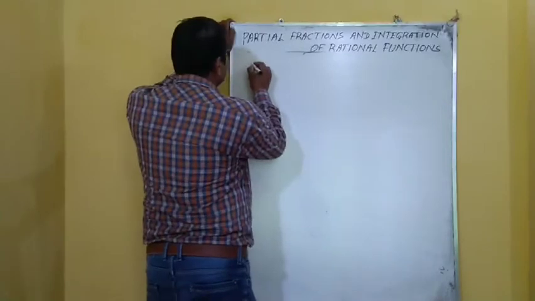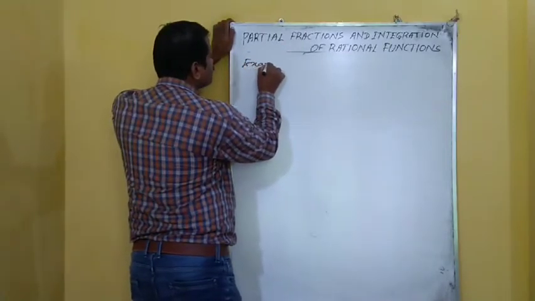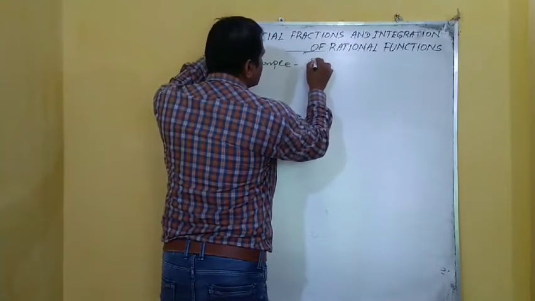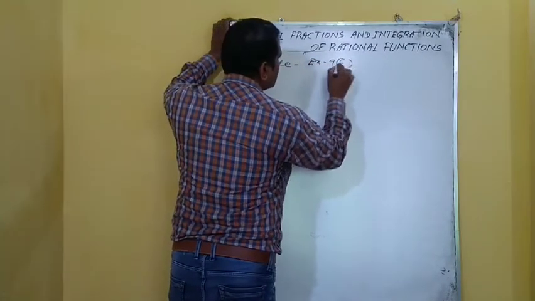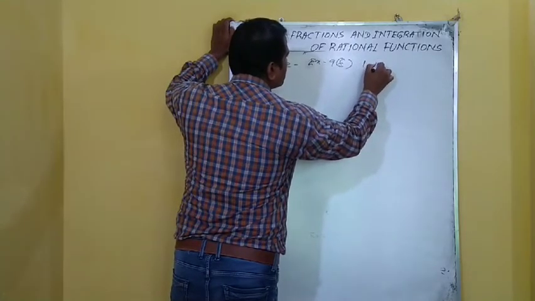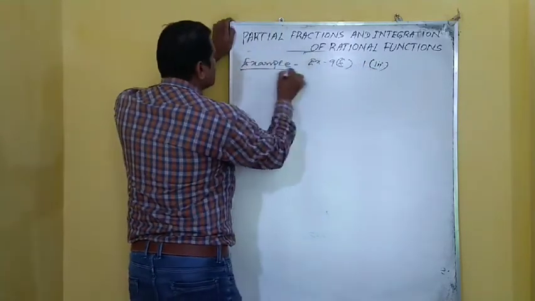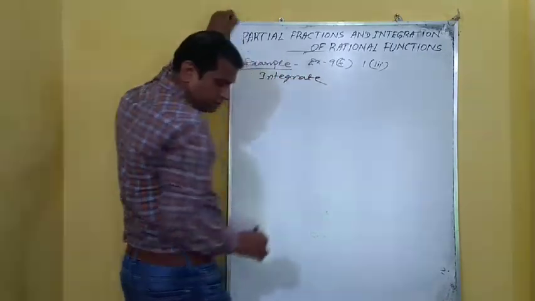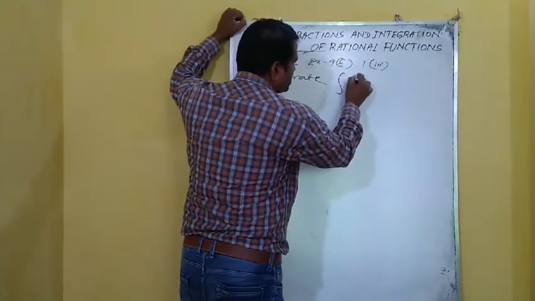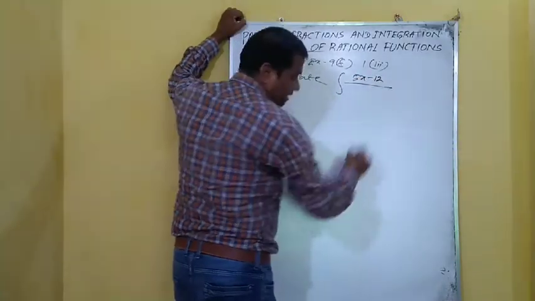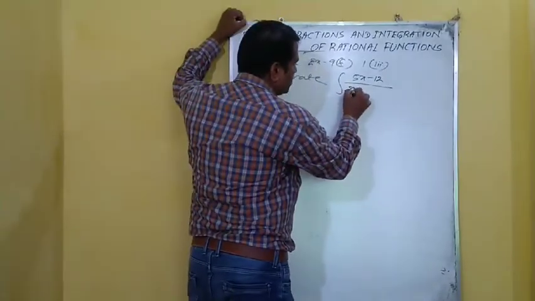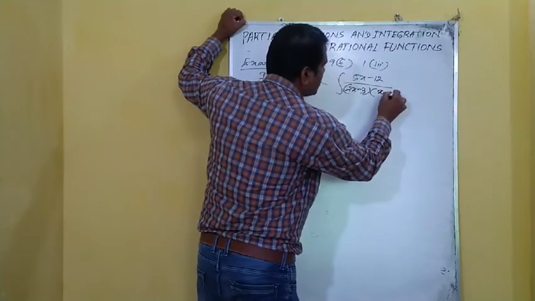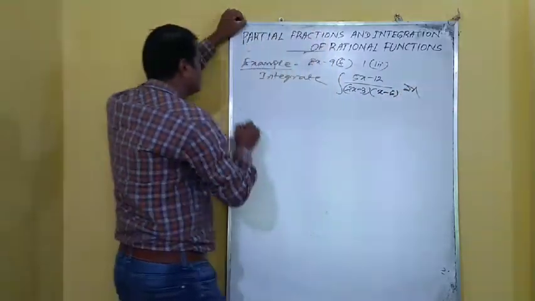Exercise 9F, number 1 triple I. Integrate (5x minus 12) divided by (2x minus 3) whole into (x minus 6) dx. Okay, answer.